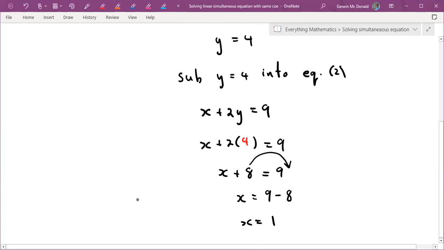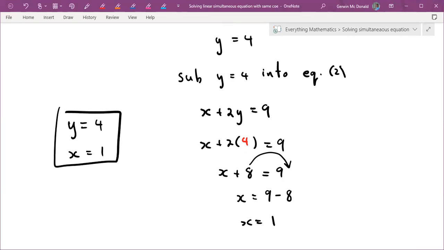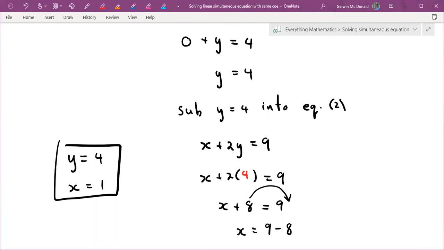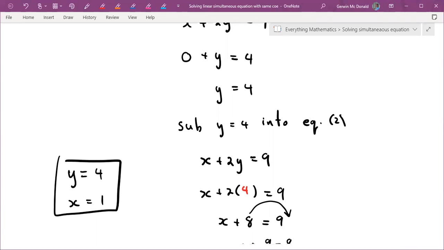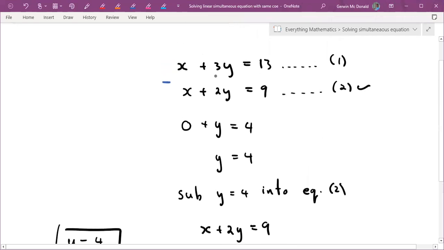So our final solution is simply telling us that y is equal to 4 and x is equal to 1. Easy does it. So this will be our final answer for this pair of simultaneous equations. Where's the simultaneous equation? Yes, right up here. Oh, this thing is giving me trouble today. Good. So this pair of simultaneous equations will give us a solution of y is equal to 4 and x is equal to 1.